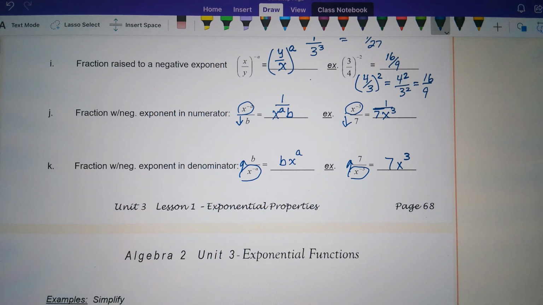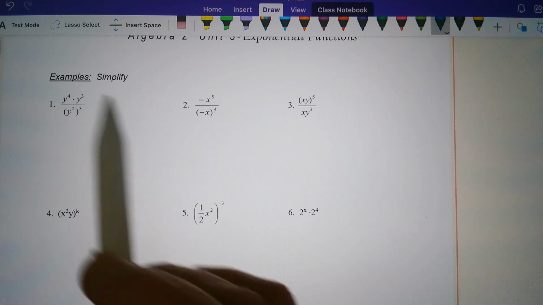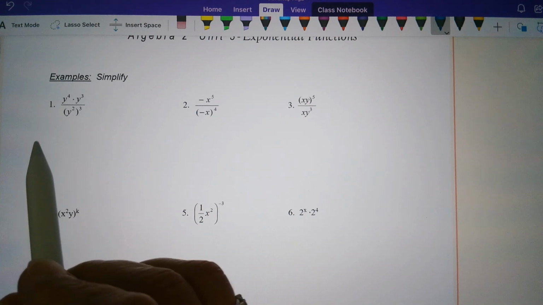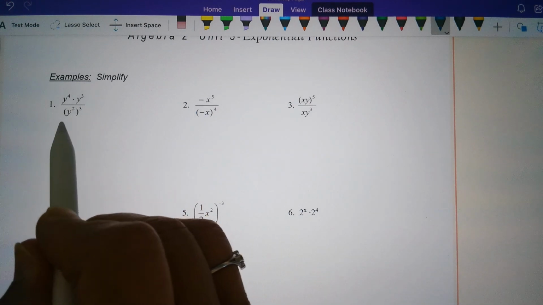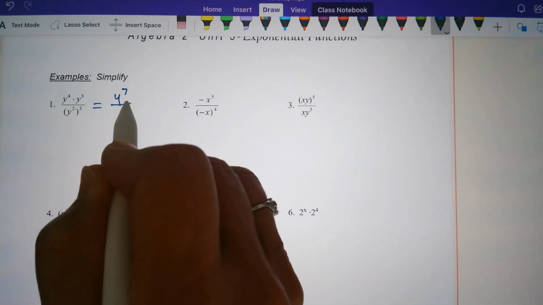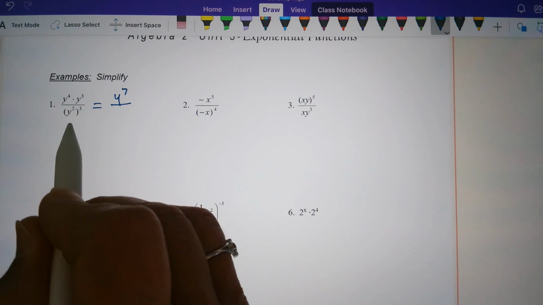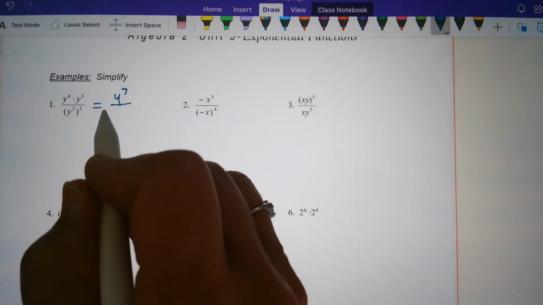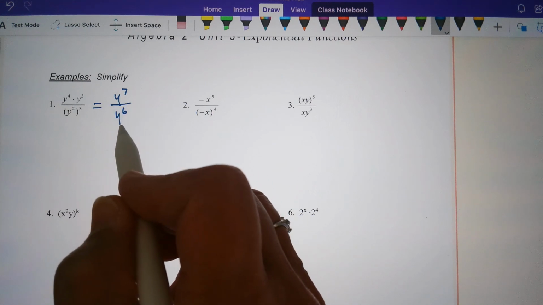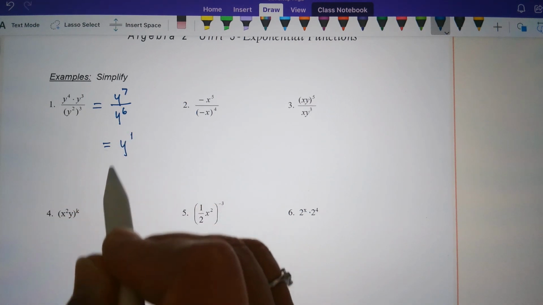Now some practice putting this all together. So we want to simplify. Whenever you see the word simplify, it means to perform all operations. We have a fraction here, so let's work on the numerator first. We have multiplication, y to the 4th times y to the 3rd. We add those exponents, y to the 7th. Our denominator, y to the 2nd raised to the power of 3. We have a power to a power, we multiply, so that's going to be y to the 6th. And now divide. y to the 7th divided by y to the 6th, we subtract our exponents. That's y to the 7 minus 6, which is 1, which is simply y.